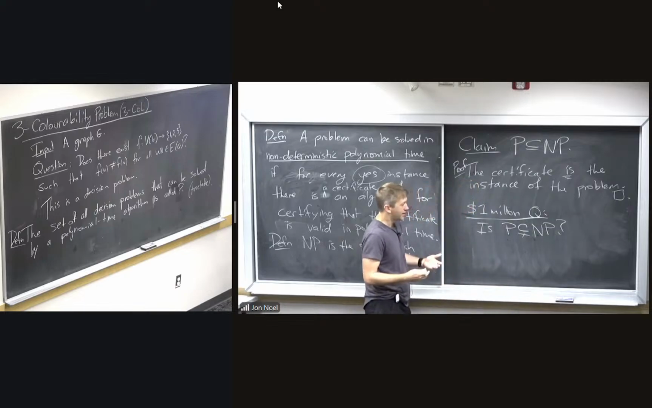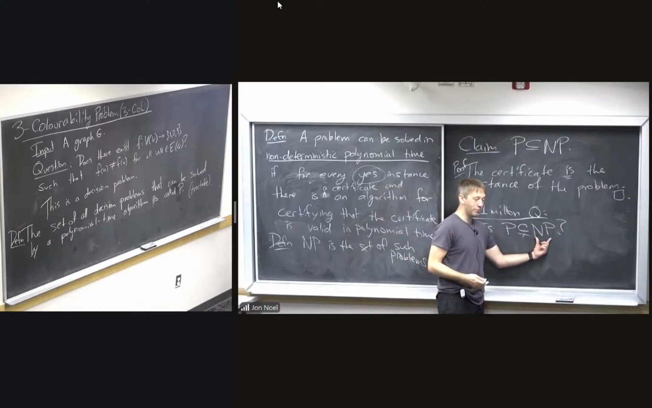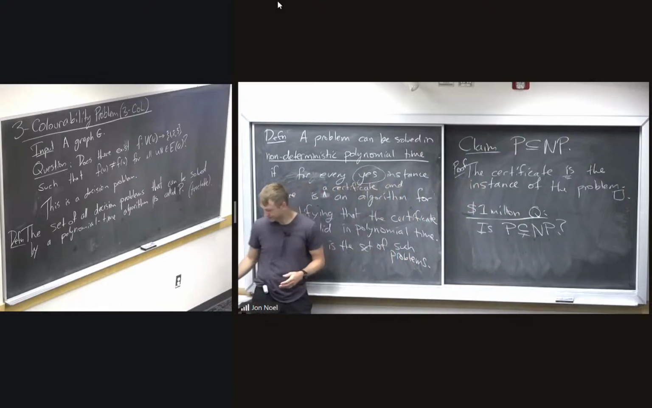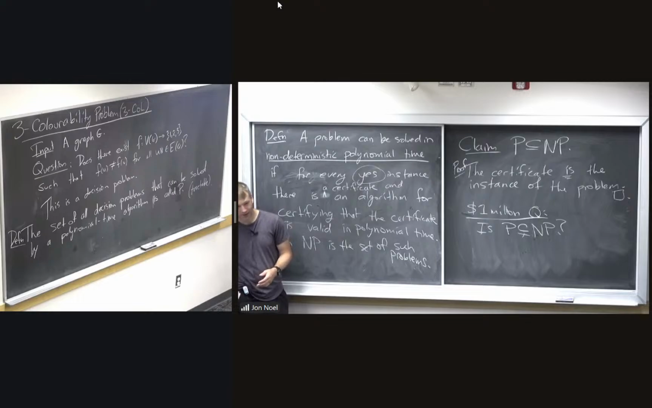Yeah, this is basically the thing: we have no idea how to take something in NP and show it doesn't have a polynomial time algorithm. It's hard to show things don't exist, right? Okay. Any other questions about that?